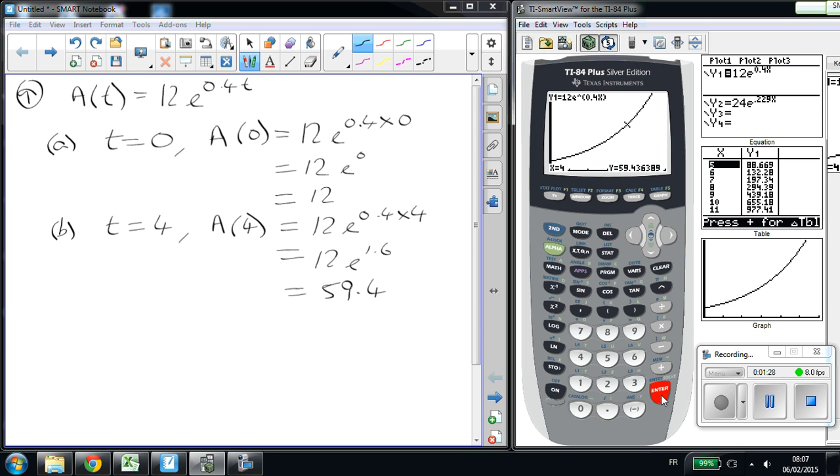Okay, 59.4 in fact doesn't make sense. The number of bacteria would be a whole number, so 59 would be the answer. 59.4 bacteria doesn't make sense.